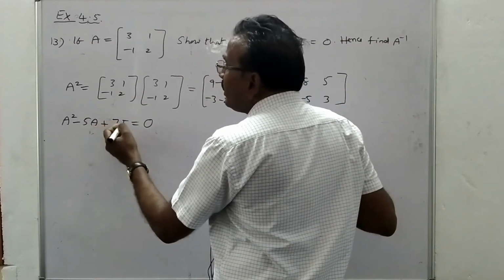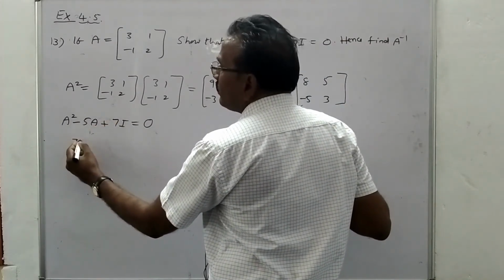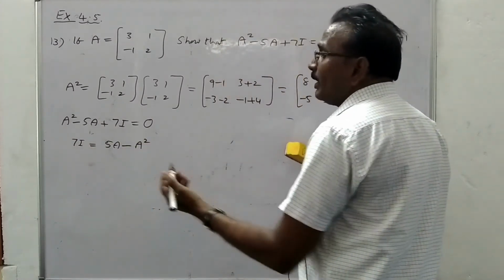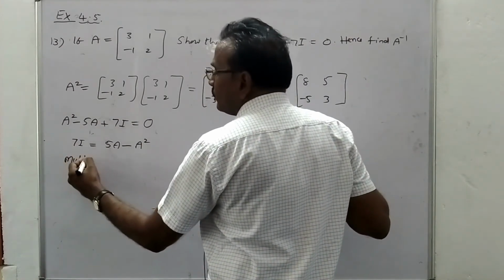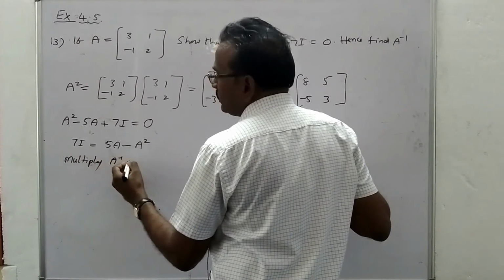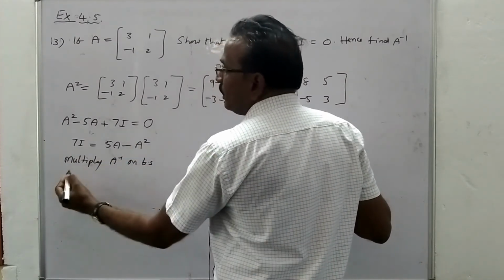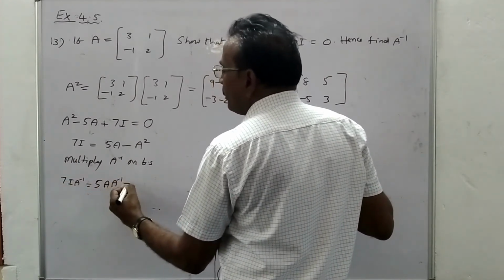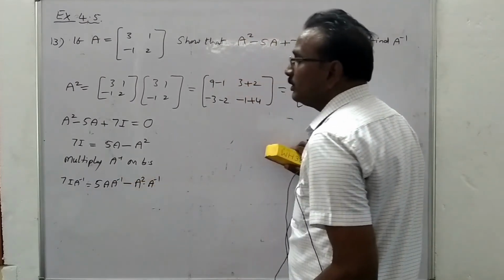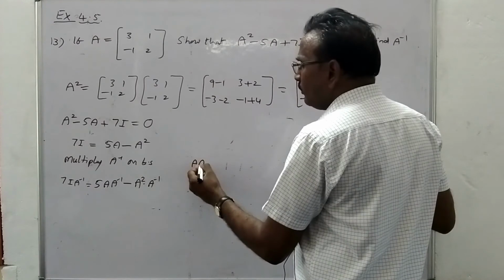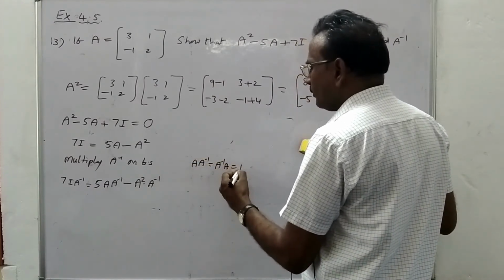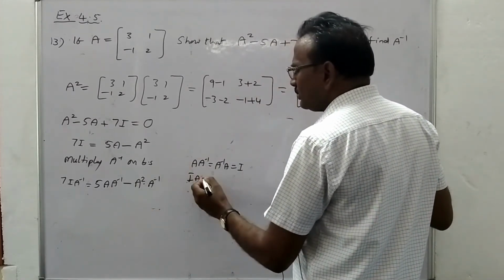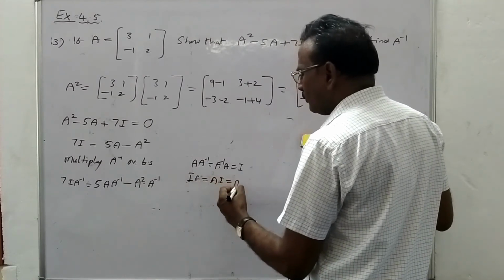Next, 7I is equal to 5A minus A square. Multiplying A inverse on both sides, that is 7 into I into A inverse is equal to 5 into A inverse minus A square into A inverse. So we have the properties: A into A inverse is equal to A inverse into A, the value is always the identity. Next, I into A, or A into the identity matrix, is always matrix A.